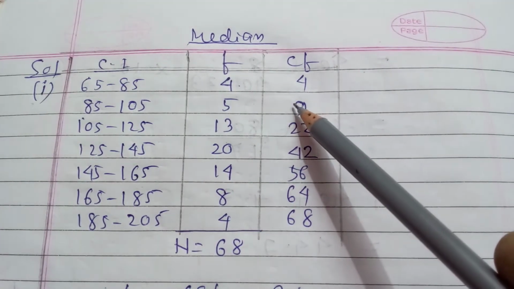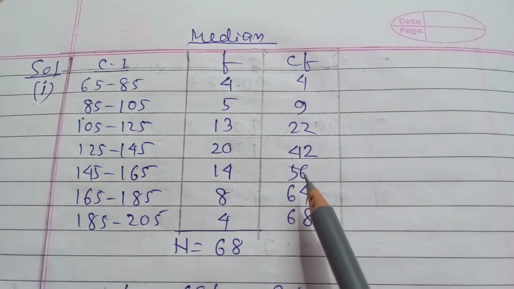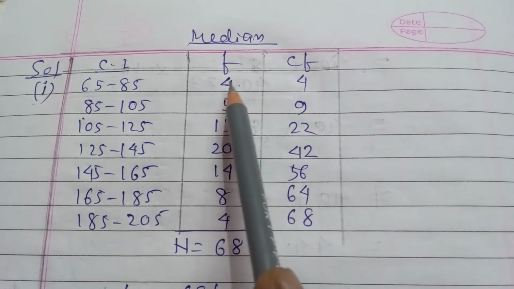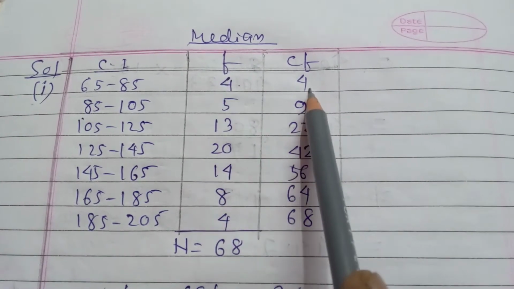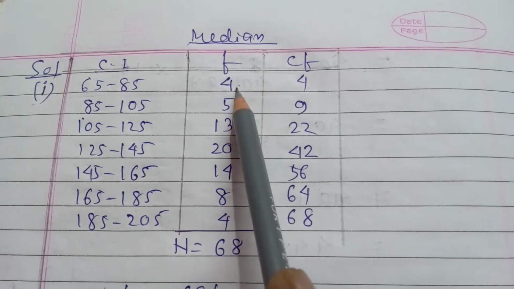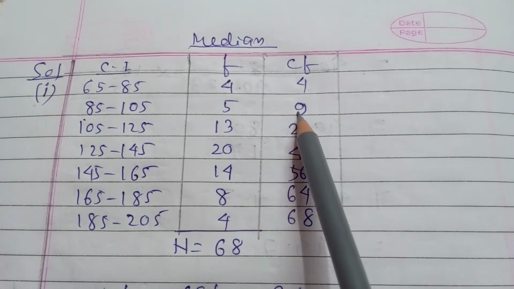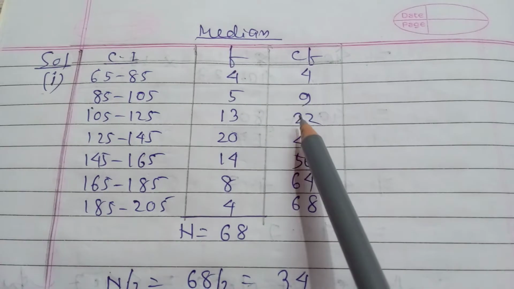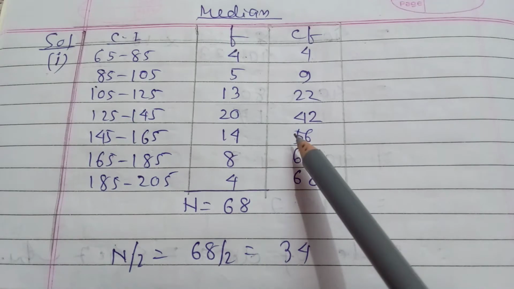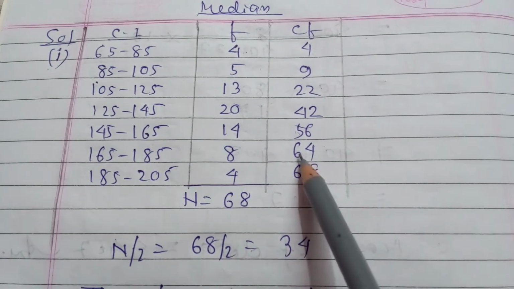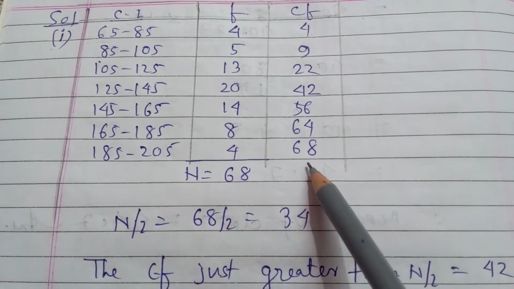Now at first we have to take out CF, meaning cumulative frequency. How do we take out the cumulative frequency? At first you look here, there is 4 frequency of the first class interval and you write here 4, and now this 4 plus 5, this is 9. Okay, then 9 plus 13 is 22, 22 plus 20 is 42, 42 plus 14 is 56, 56 plus 8 is 64, and 64 plus 4 is 68. Okay, in this way you take out the cumulative frequency.